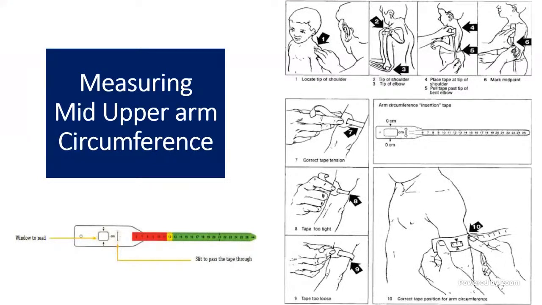Now, how to measure the upper arm circumference? Why is it significant? The upper arm has to be measured between the bones, from your shoulder bone to the olecranon. You see in the figure how it is to be measured. Locate the tip of the shoulder and the tip of the elbow, and in between you have to measure and put the tape.